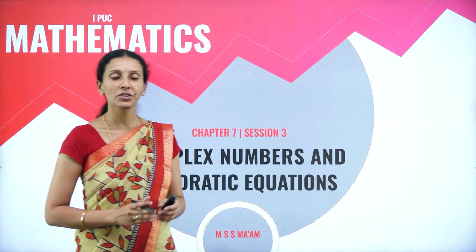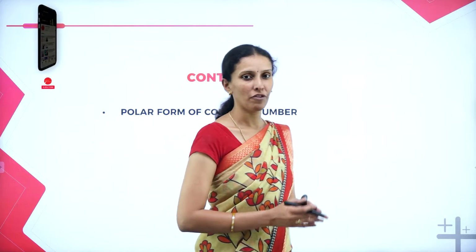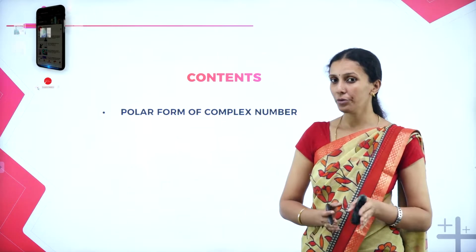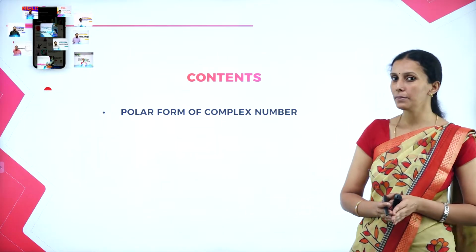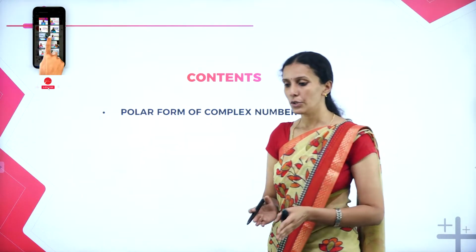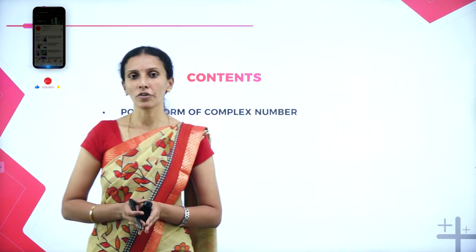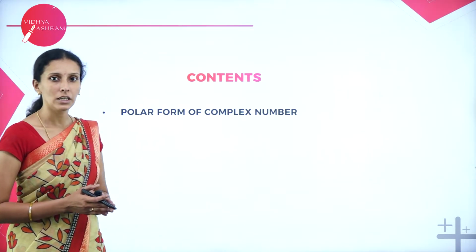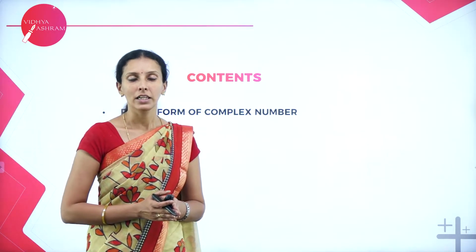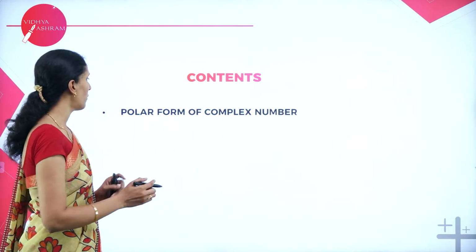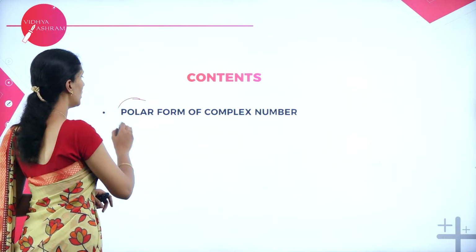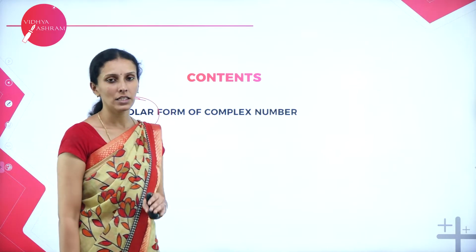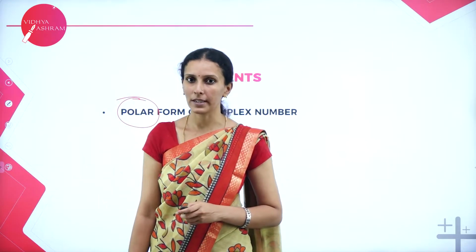Here in this session, we will be taking the polar form of a complex number. So what do you mean by the polar form of a complex number? A complex number is usually represented in terms of real numbers a and b. When it is expressed in terms of an angle, then it is nothing but the polar form of a complex number. So here we are going to study in detail about the polar form of a complex number.